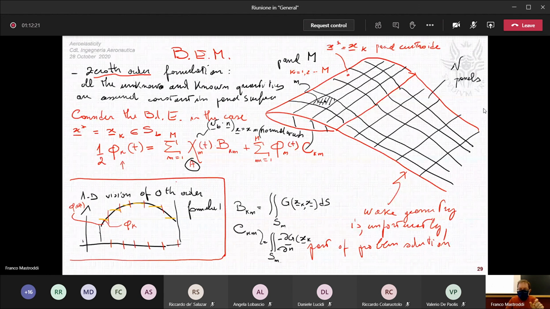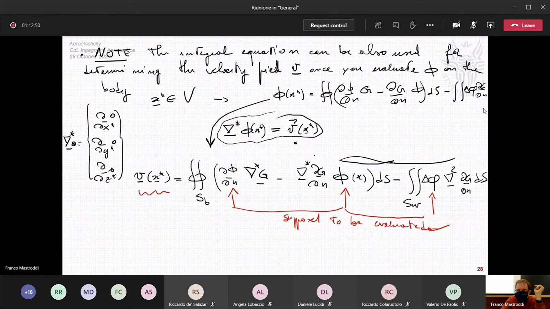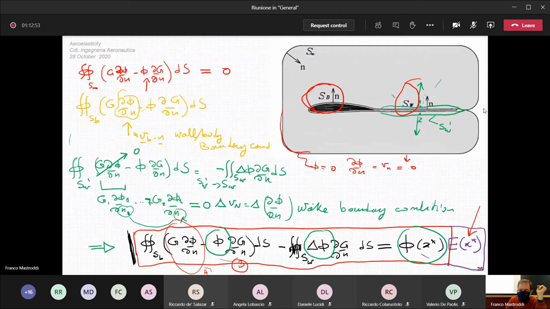So the index m is indicating the panel we're integrating. The index k is indicating the x star value. Okay, so we have x_k comma x in the S. But these coefficients are fixed and evaluated one time. So we have B, we have C, and at the end we have also another set of coefficients for this part C.